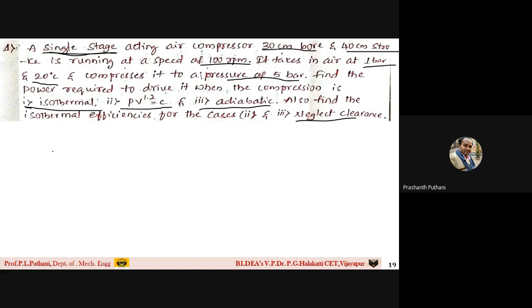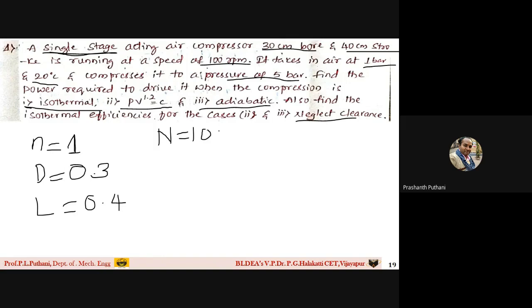First, note down the given things. Remember, students, a single stage means the n value is equal to 1. If it is double stage, n is equal to 2. Bore, symbol you know, d, is 0.3 meters, since 30 centimeters is 0.3 meters. Stroke, 0.4 meter. Then capital N, speed, 100 rpm.